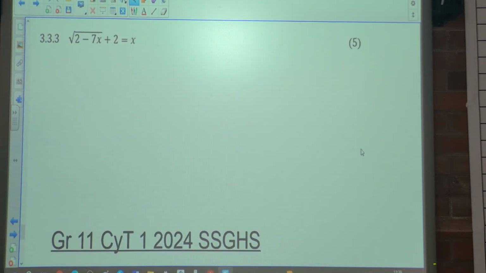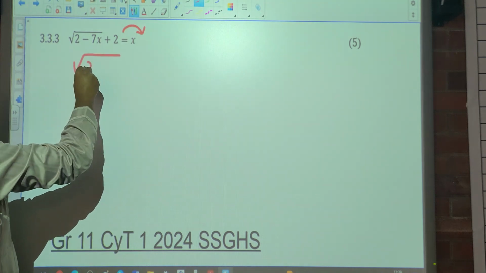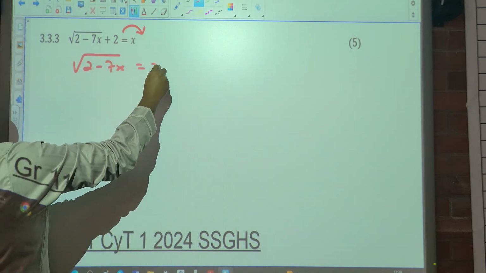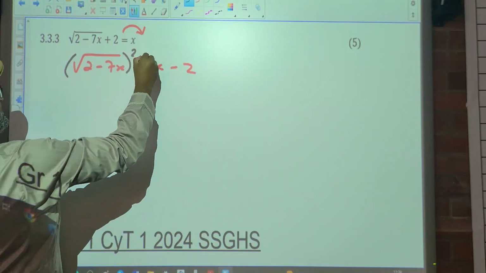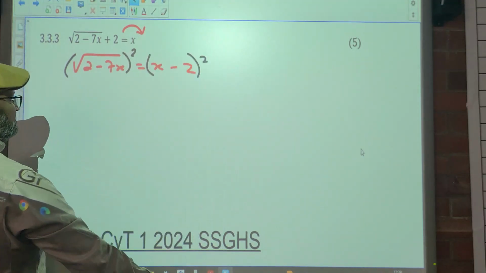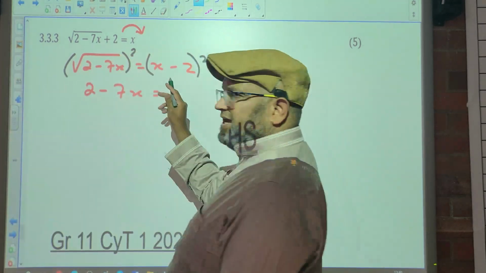Right, so what's the first thing we need to do here? Isolate the root. Get the root on its own. So we take that 2 over the equal sign, and it becomes the root of 2 minus 7x is equal to x minus 2. So what do I do now? Square both sides, to rid the root. So it's 2 minus 7x is equal to the binomial squared.